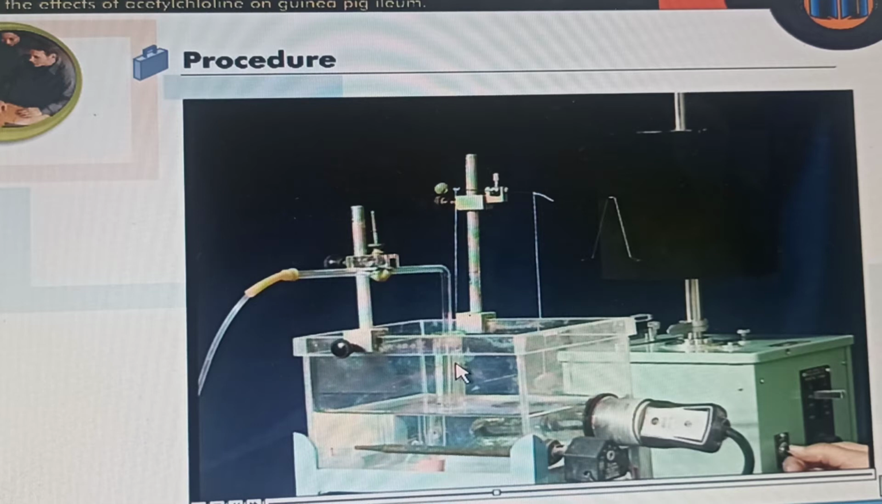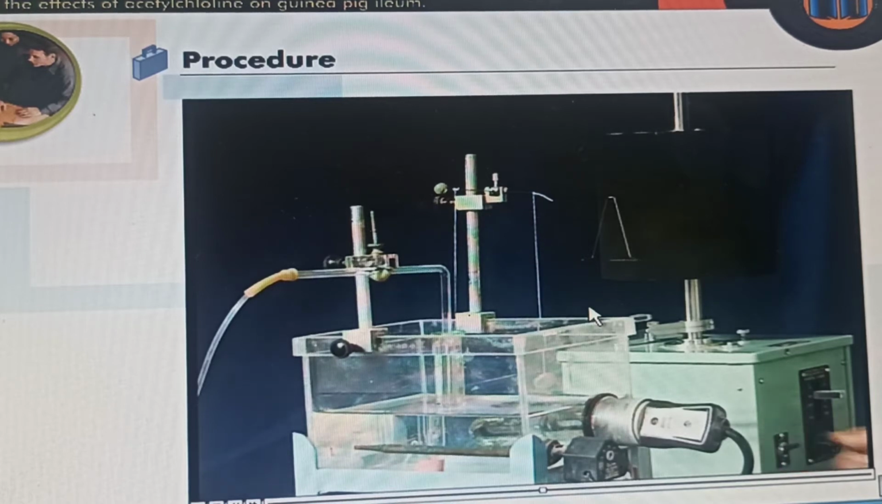Start the drum and take a baseline for about 30 seconds on smoked paper. You will see that guinea pig ileum under normal conditions shows pendular rhythmic movements, evident from the pattern of tracings.